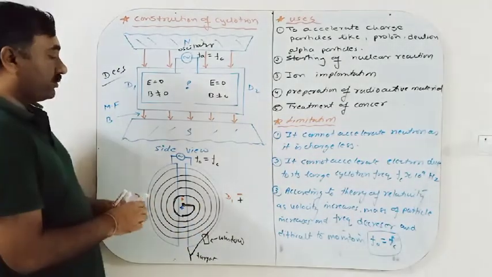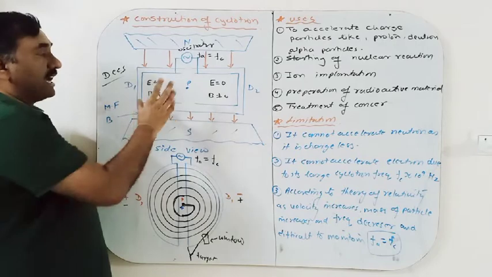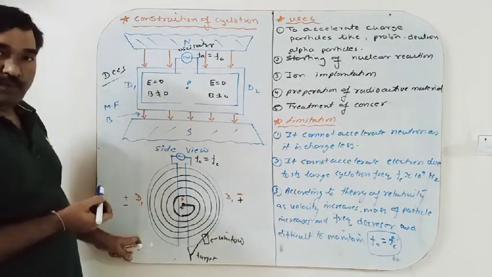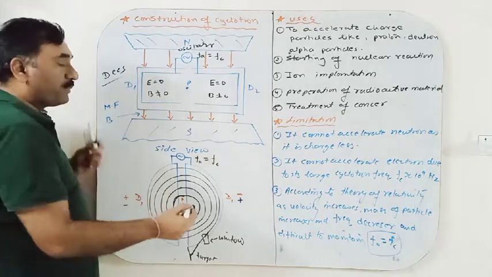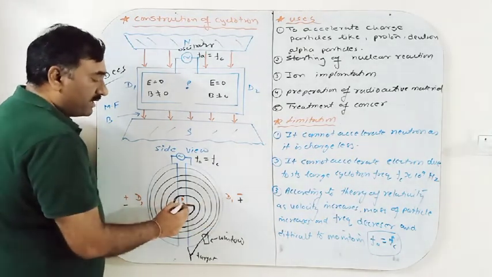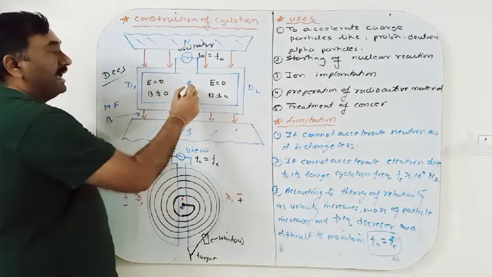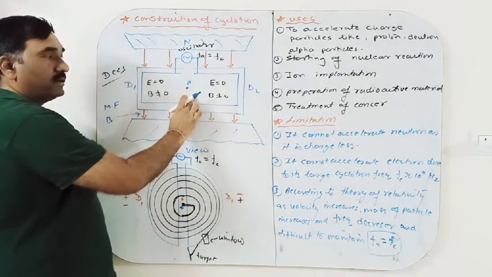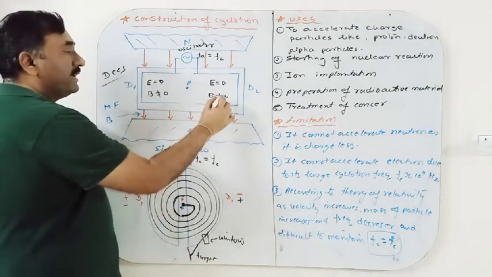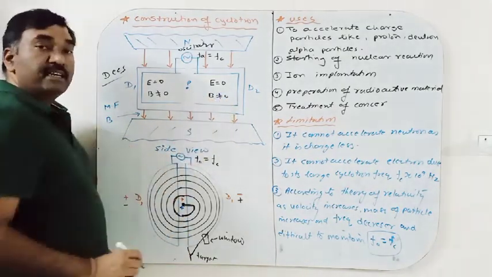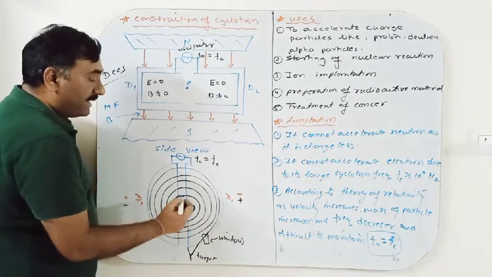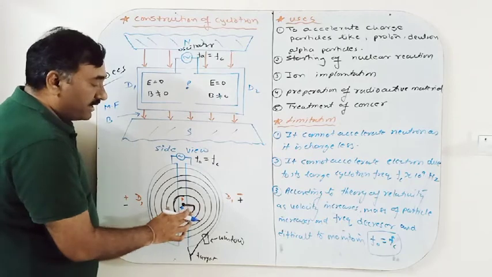So once again, dear students, this is the side view of the construction of the cyclotron, and this is the top view. At any instant, suppose D1 is negative and D2 is positive, the charged particle P enters into D1. As soon as it enters a hollow D, the electric field becomes 0. Only the magnetic field is there. The magnetic field changes its path into circular motion. After completing half of the rotation, it again comes into the space between D1 and D2.